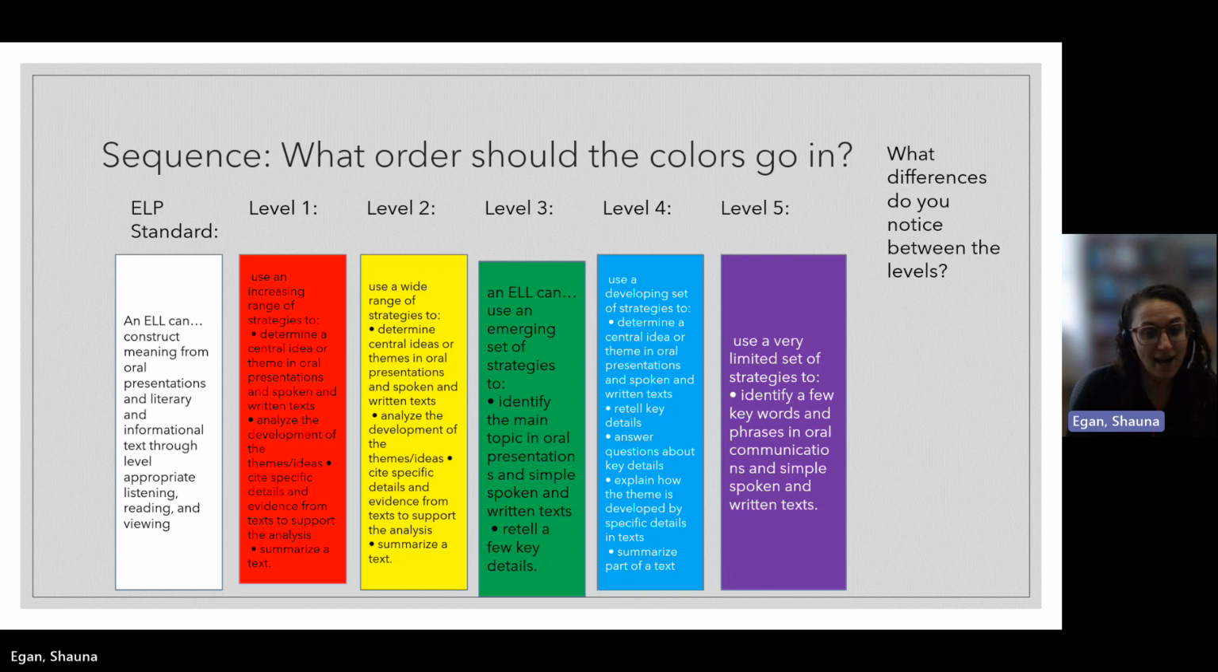Take a minute and I'd like you to try to identify the skills from easiest to most difficult. So the order that they are in right now is not the correct order. They are mixed up. So take a minute to write out the colors from easy to most complex.